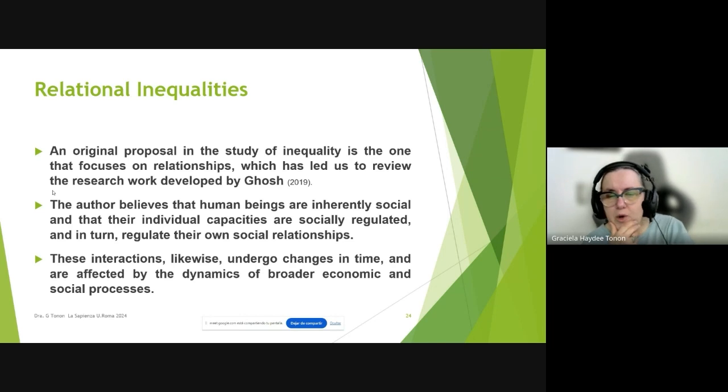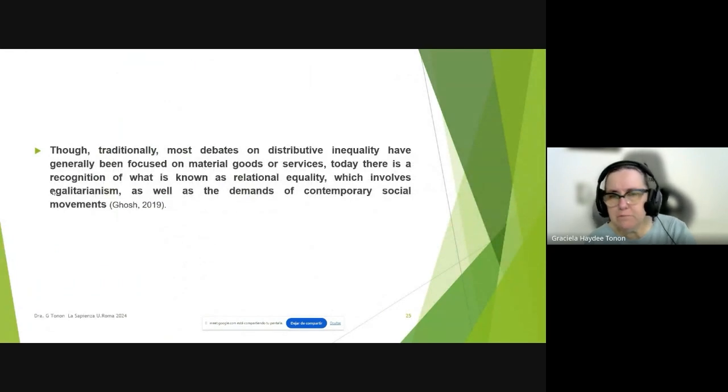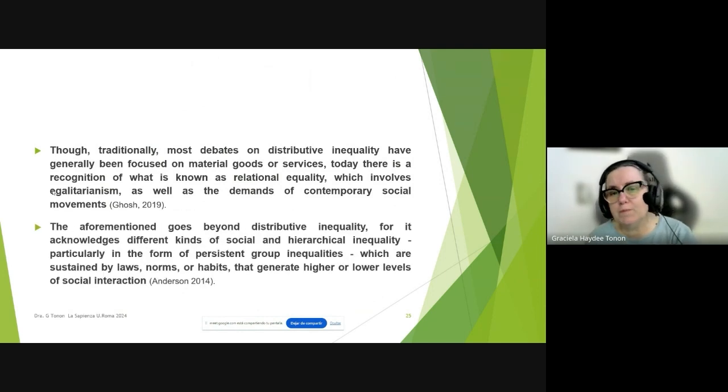These interactions, likewise, undergo changes in time and are affected by the dynamics of broader economic and social processes. Traditionally, most debates on distributive inequality have generally been focused on material goods or on services. Today there is a recognition of what is known as relational equality, which involves egalitarianism, as well as the demands of contemporary social movements. The affirmation goes beyond distributive inequality, for it acknowledges different kinds of social and hierarchical inequality, particularly in the form of persistent group inequalities, which are sustained by laws, by norms, or by our habits that generate higher or lower levels of social interaction.